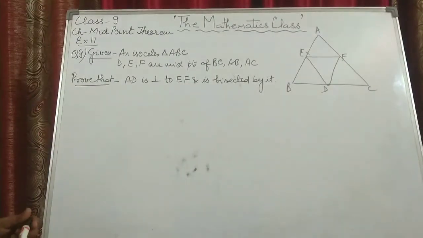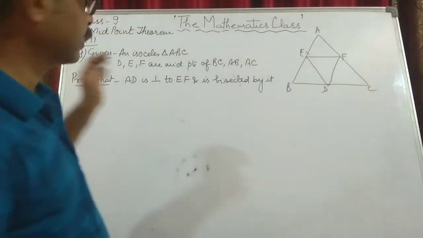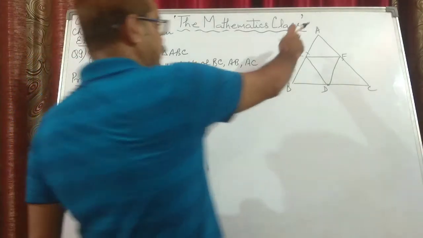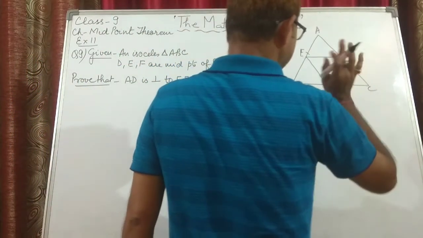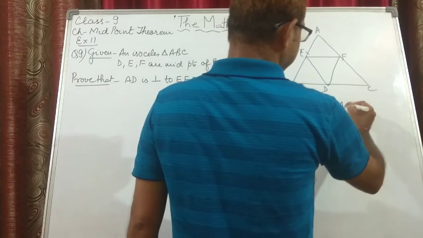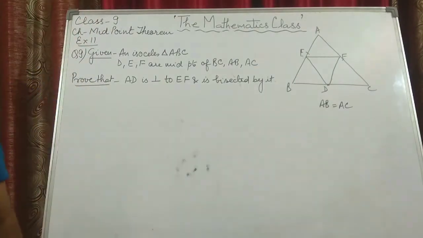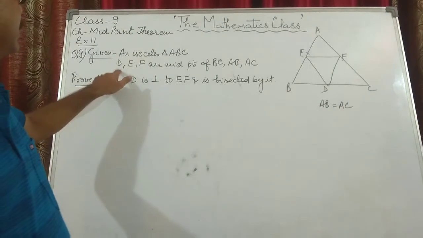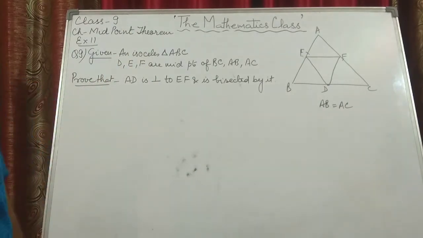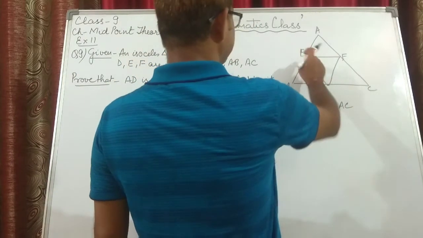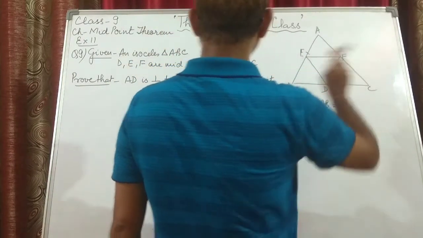Now question number 9: ABC is an isosceles triangle. So in this question the diagram is not given. So first of all we'll draw the diagram. We have made ABC as an isosceles triangle in which AB is equal to AC is given. Then they say D, E, F are the midpoints of BC, AB and AC. So D is the midpoint of BC, E is the midpoint of AB and F is the midpoint of AC.